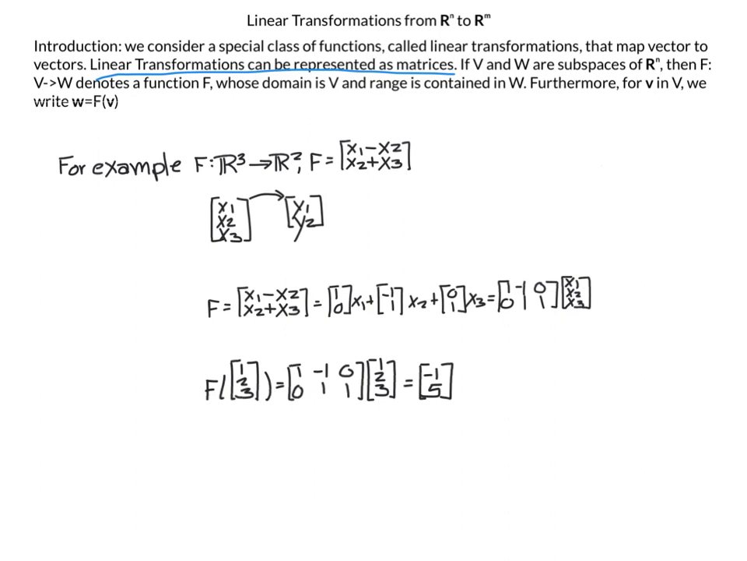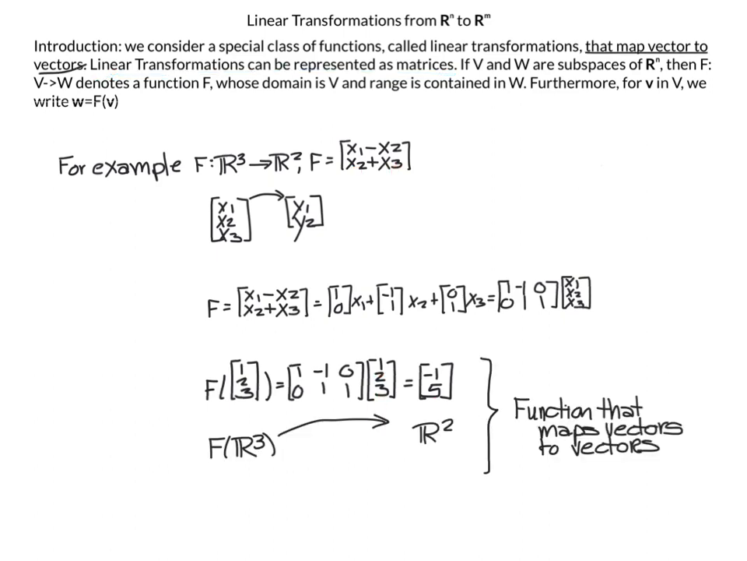And just to make sure we have a real example, f will take the vector 1, 2, 3, and now we do the matrix multiplication, and we get -1, 5. And you can also see that's exactly equal to x1 minus x2. So x1 minus our second coordinate is going to be -1, and then x2 plus x3 will give us our 5.